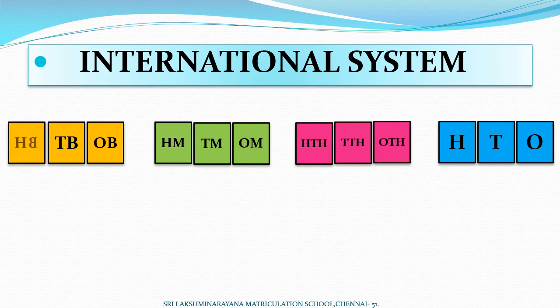So the commas will be placed in between the periods. I have mentioned different colors for each period. Now let us see an example. The given example is 7, 8, 9, 6, 5, 4, 3, 2, 1, 0.